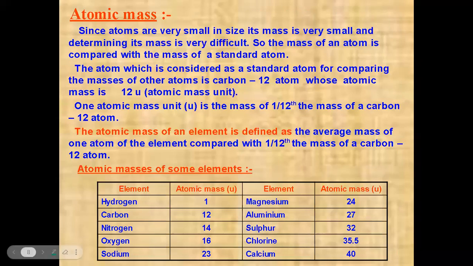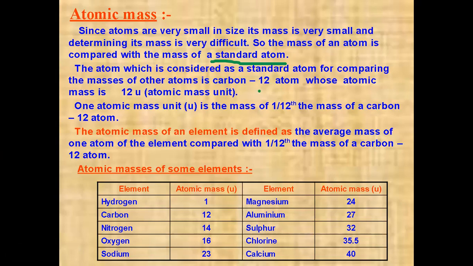Atomic mass. What is atomic mass? Everything has mass. You have mass, I have mass, and even this laptop has a mass. In the same way, tiny atoms also have mass. Since atoms are very small in size, their mass is very small and determining it is very difficult. So the mass of one atom is compared to the mass of a standard atom. The atom considered as the standard for comparing the masses of other atoms is carbon.